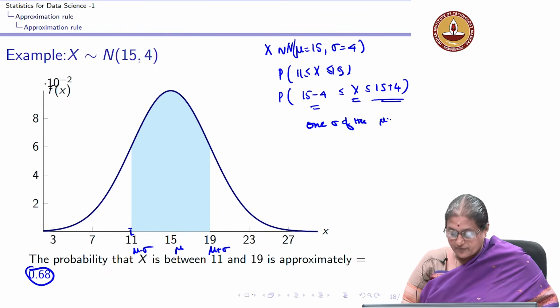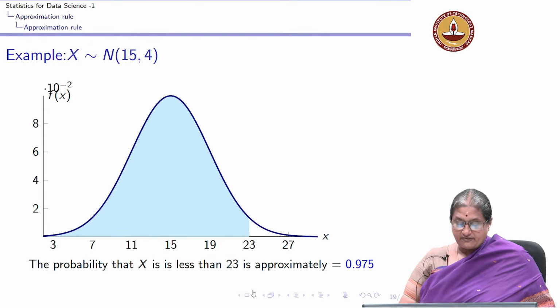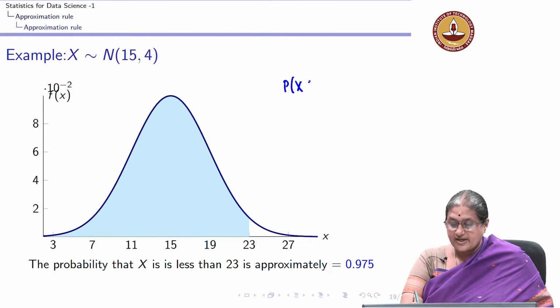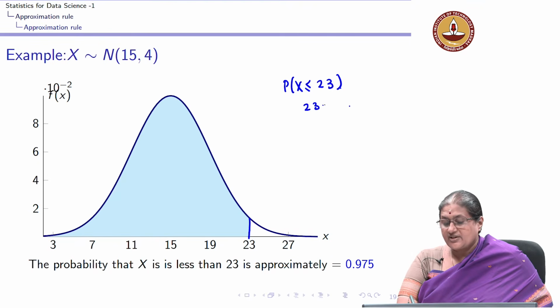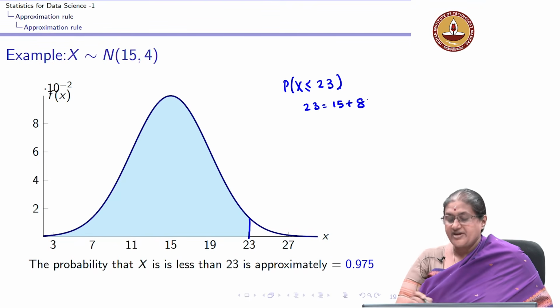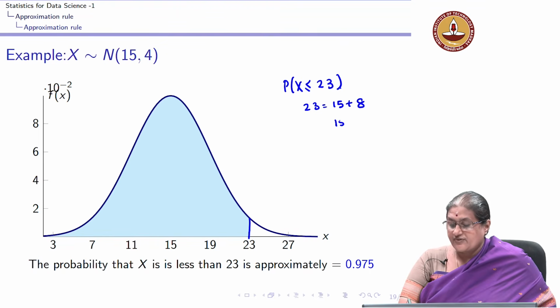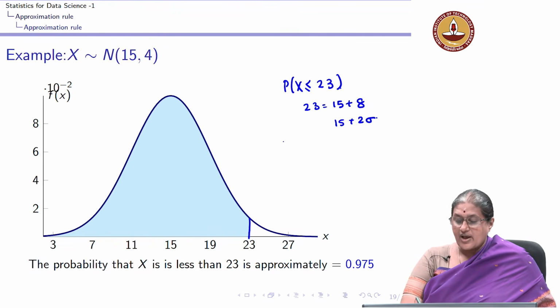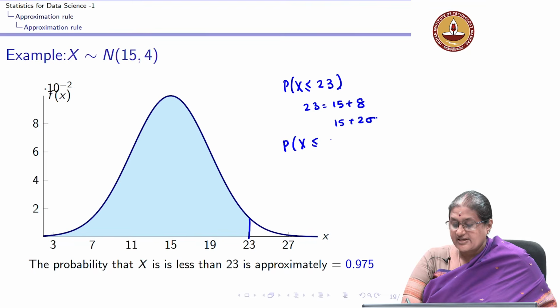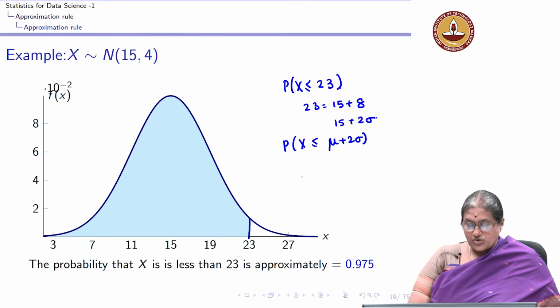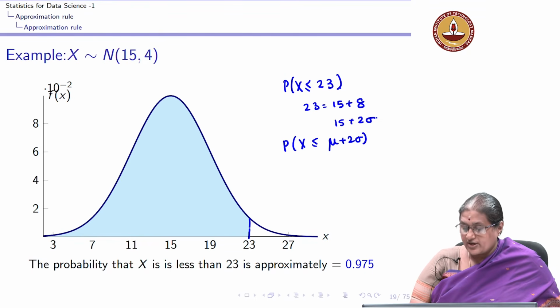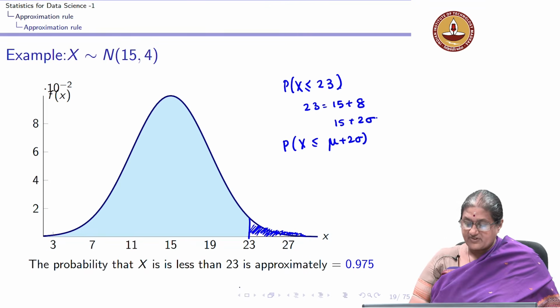They are very straightforward. Now, for the same distribution, if I want to know the probability that x is less than or equal to 23, I quickly realize 23 is 15 plus 8, which is the same as 15 plus 2 sigma. So, I am asking the probability that x is less than or equal to mu plus 2 sigma. There are two ways to do it. I can either find this directly, or I know what this upper area is, the probability that x is greater than mu plus 2 sigma.